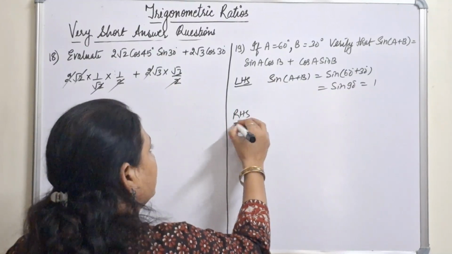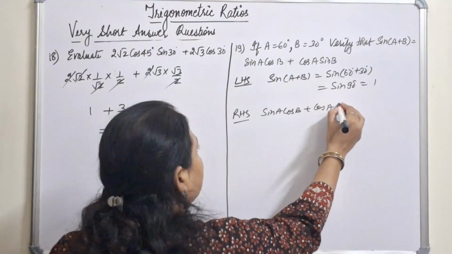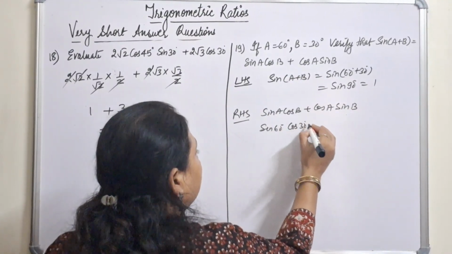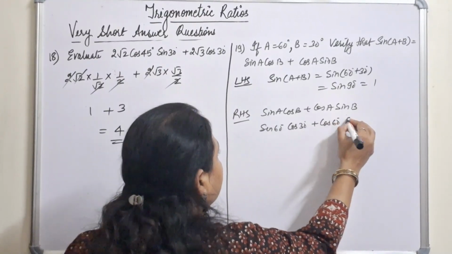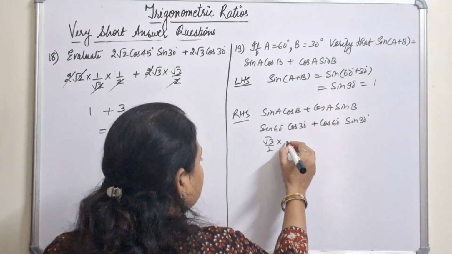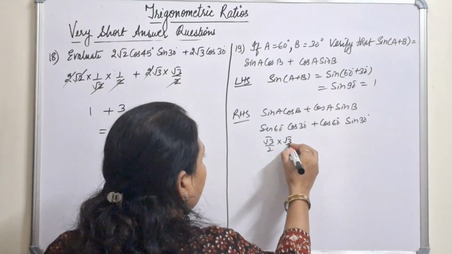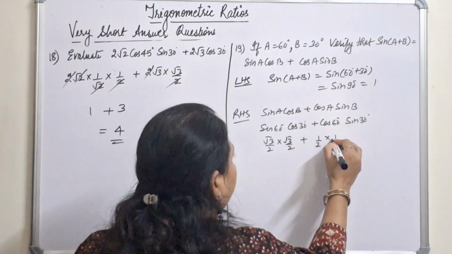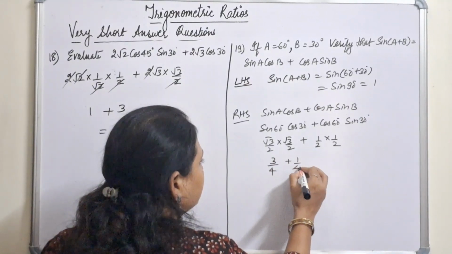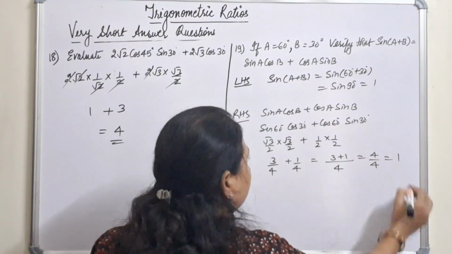Now right hand side also we have to substitute in sine A cos B plus cos A sine B. So sine 60 degree cos 30 degree plus cos 60 degree sine 30 degree. Root 3 upon 2, and cos 30 is also root 3 upon 2. Cos 60 is 1 upon 2 and this is 1 upon 2. So this will be 3 upon 4 plus 1 upon 4. After taking LCM, this is 4 upon 4 and this is 1.